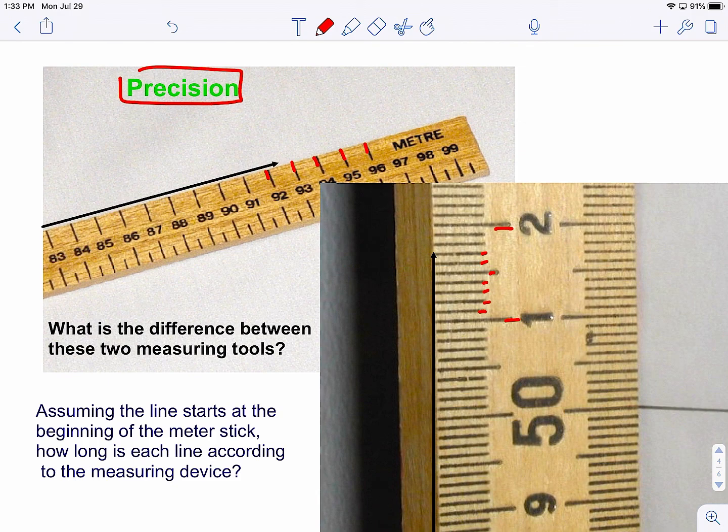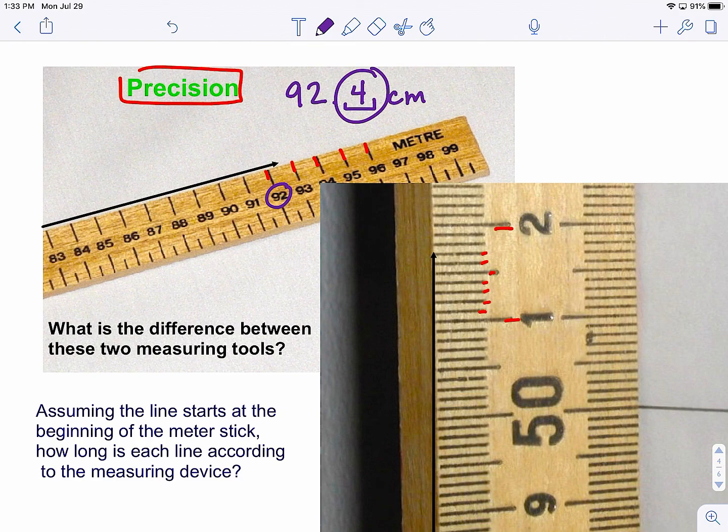So let's say I wanted to measure the length of this line, again, assuming that it starts at the beginning, using this top meter stick, okay? So we know 92 with certainty. Notice because we don't have the millimeter markings, our estimated digit is now in the tenths place versus the hundredths place. So we know with certainty 92, our estimated, let's say, would be 4. And then, of course, we have to include our units. So in this case, the length of this line, assuming that it starts at the beginning of this meter stick, would be 92.4 centimeters. Our uncertain digit is in the tenths place.